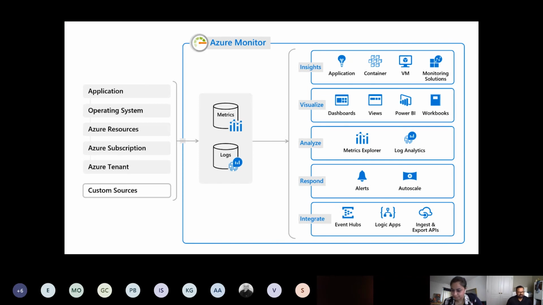And also there is Metrics Explorer where you can look at the metrics. Like, you look at the two databases there. So the Metrics Explorer is tailored for the metrics database, and Log Analytics is working on the logs, querying on the logs. So those are the tools that you can use, and then you can respond once this happens.